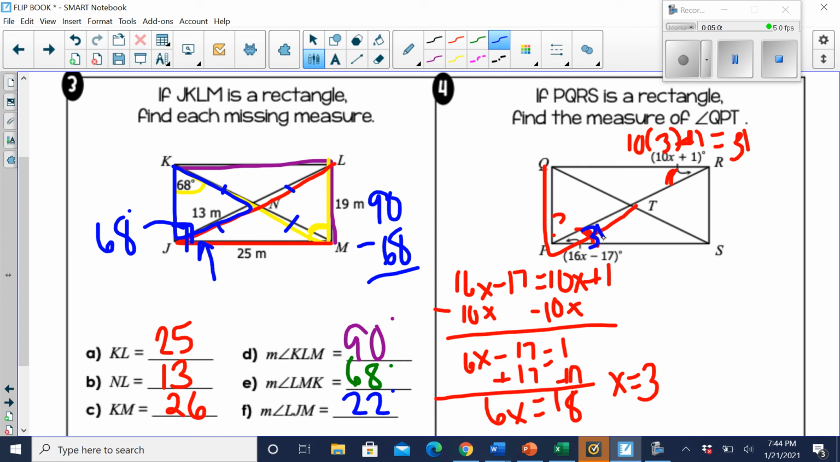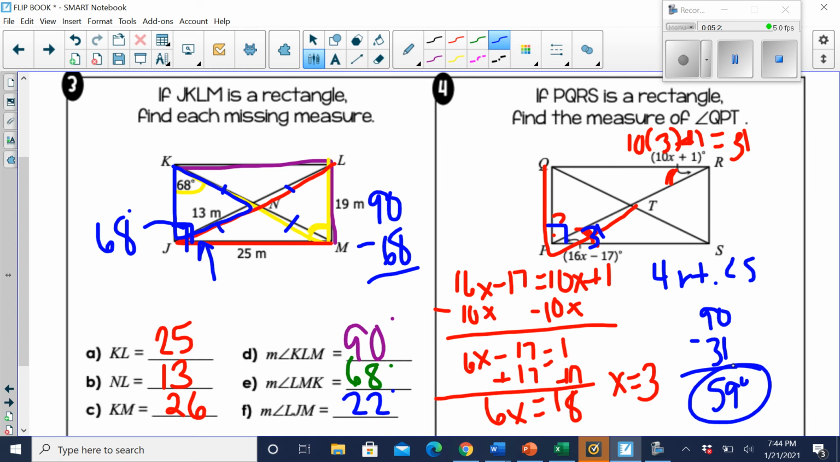Using that idea that my rectangle has 4 right angles, or 4 congruent angles, I'm going to say 90 minus the 31, and it looks like we're going to be left with 59 degrees for that missing angle that they asked us to find. Okay, so that was review of rectangles.